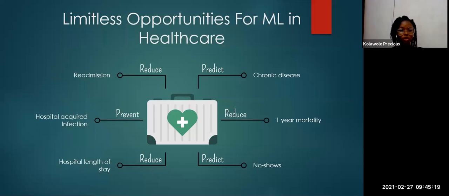Also, preventing hospital-acquired infections. Machine learning has helped in preventing hospital-acquired infections, and this is mainly done by predicting high-risk patients, patients that are at high risk of a particular infection. By predicting such patients, they will be taken care of faster so that this kind of infection won't spread throughout the organization, throughout the hospital. So machine learning has really helped in this area.